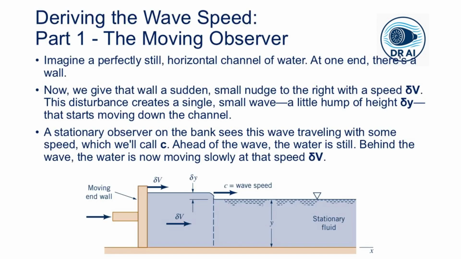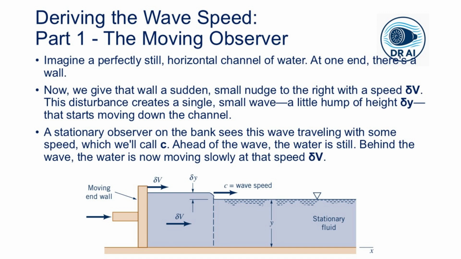Now, let us start with the most basic question: what is the speed of a simple wave? To answer this, we walk through a brilliant thought experiment. We are going to look at this particular figure. Imagine a perfectly still horizontal channel of water. At one end, there is a wall. Now we give that wall a sudden small nudge to the right with a speed of delta V. This disturbance creates a single small wave, a little hump of height delta Y that starts moving down the channel.